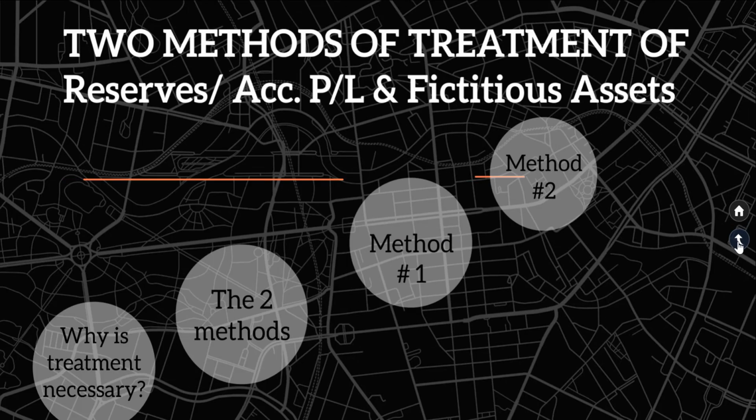So in this video, we saw why treatment of reserves and accumulated profits and losses is necessary at the time of retirement of partner, that there are two methods, also when to use method 1 and when to use method 2, and detailed treatment under both the methods. In the upcoming video, we will solve example sums to help us understand the concept of both these methods better.